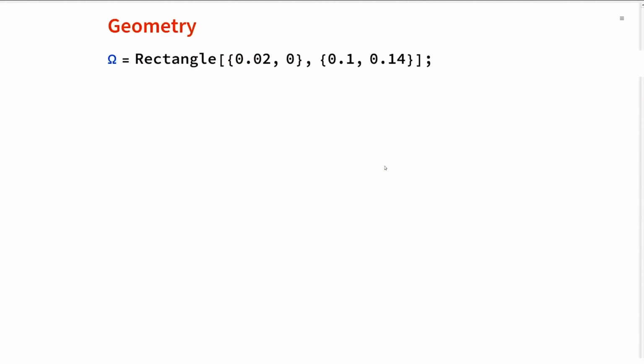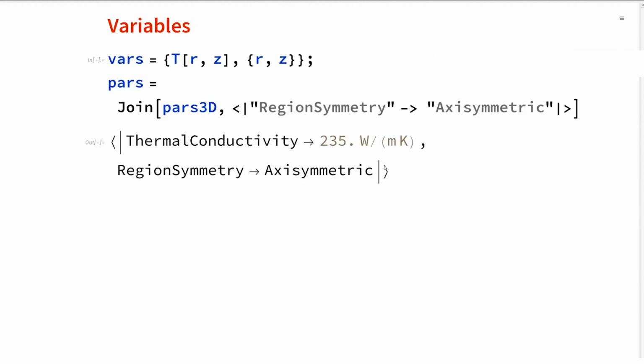We specify the 2D geometry. That's a rectangle in this case. We set up the variables and parameters. So now we have a 2D problem. R and Z are the independent variables. And the only thing we do is we take the parameters we use for the 3D example and just specify the RegionSymmetry is axisymmetric. That's it.